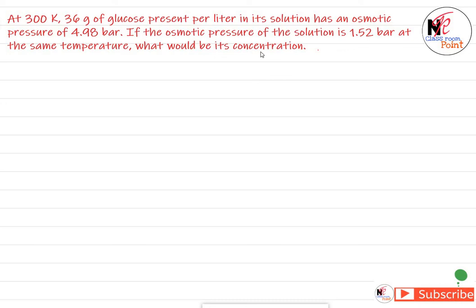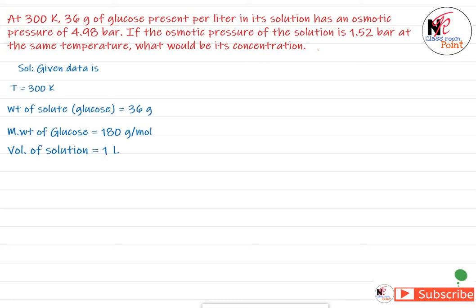So this is the given problem. In this problem, let's try to write down the given data initially so that we can find out the calculation later. The given data is temperature, that is 300 kelvins. The weight of the solute, that is glucose, is given as 36 grams. Molecular weight of the glucose we can calculate from the molecular formula C6H12O6. It is 180 grams per mole, and volume of the solution is also given, that is 1 liter.